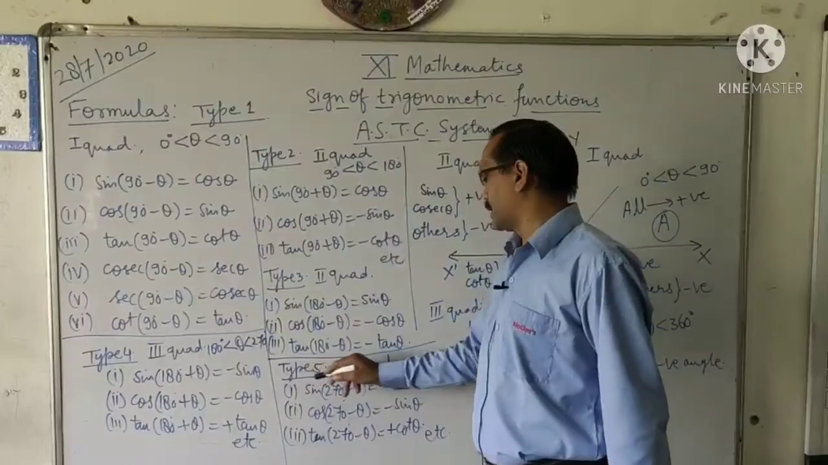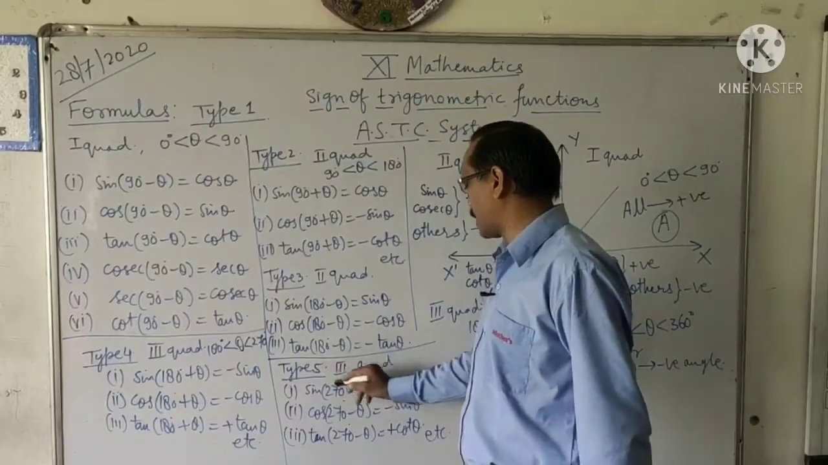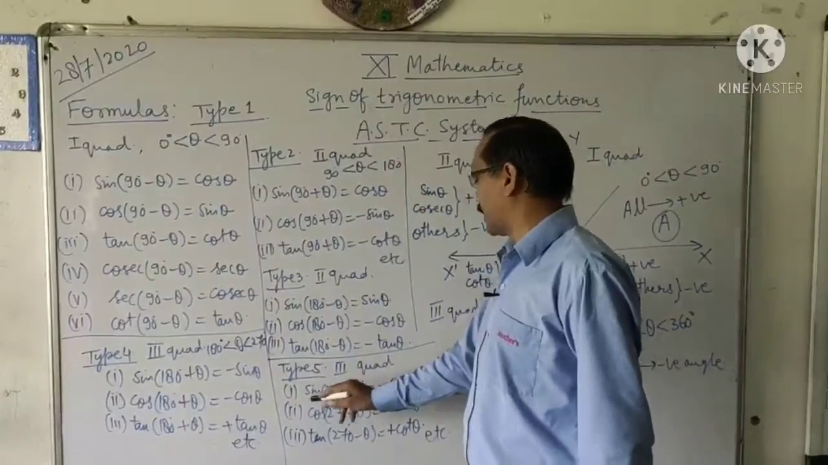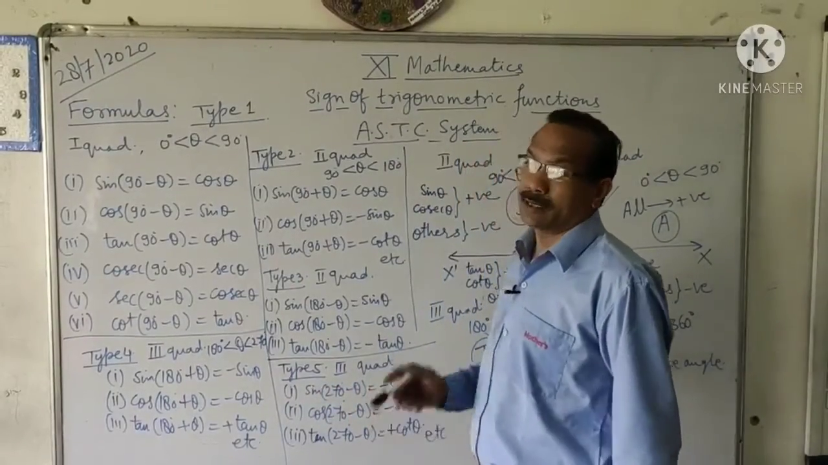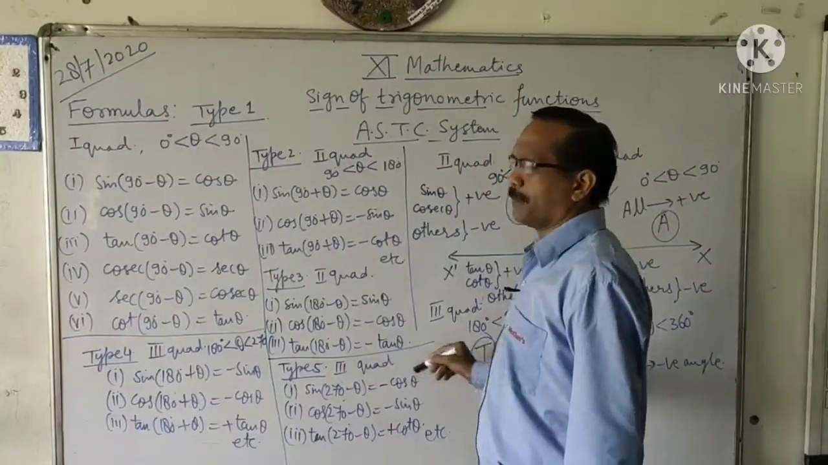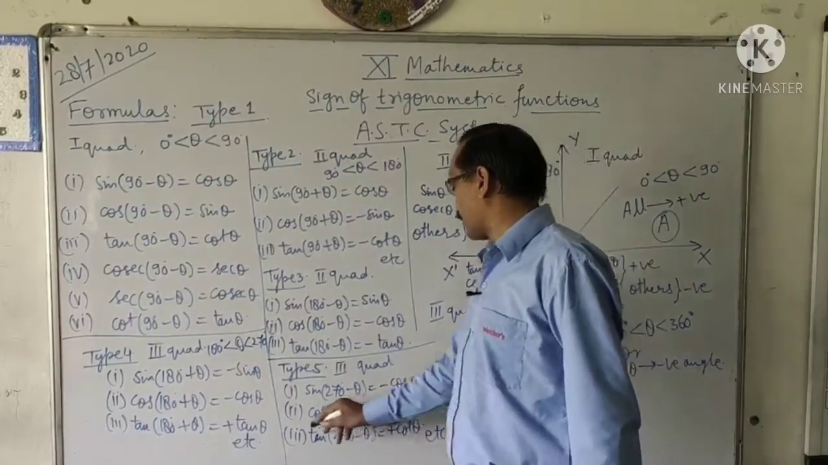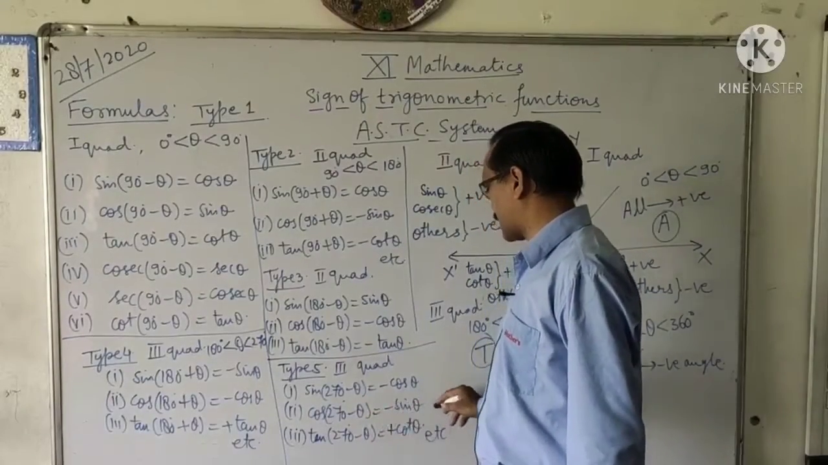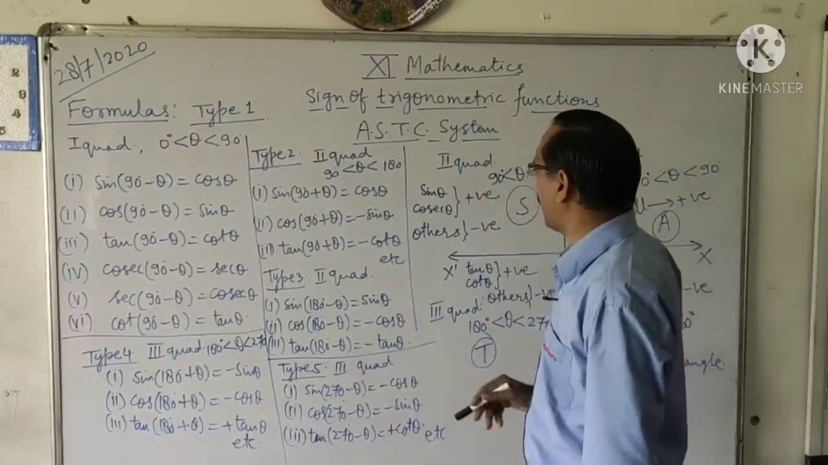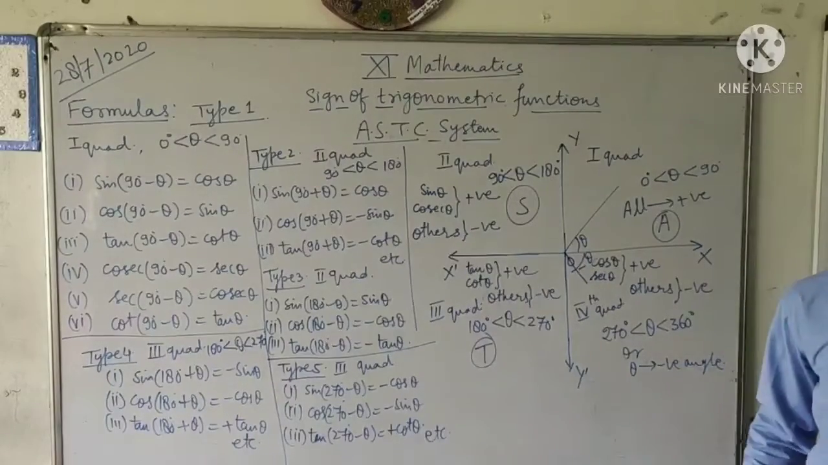Similarly, type 5 is also the third quadrant, right? Here theta is less than 270 degrees. So it is sin(270 degrees minus theta). There is a complementary change because it is an odd multiple of pi by 2. So sin(270 degrees minus theta) is minus cos theta. Cos(270 degrees minus theta) is minus sin theta and tan(270 degrees minus theta) is plus cot theta. So these are some formulas. There are some more formulas we will discuss after that.